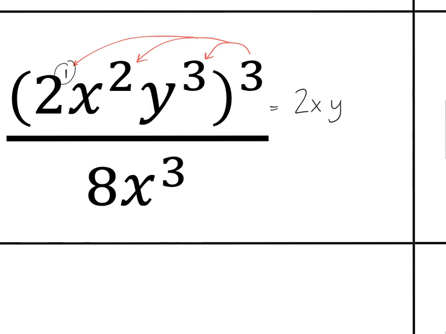So 1 times 3 gives me a 3. 2 times 3 gives me a 6. And 3 times 3 gives me a 9. That's all going to be written over 8x to the third.